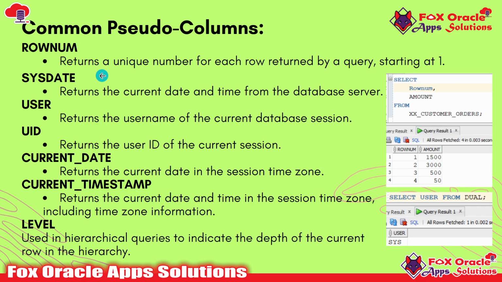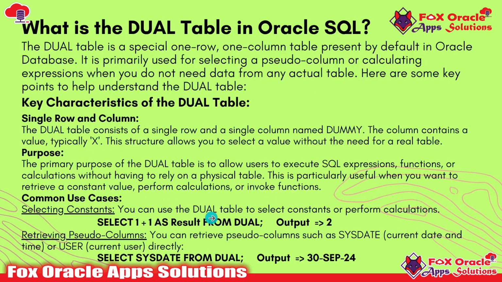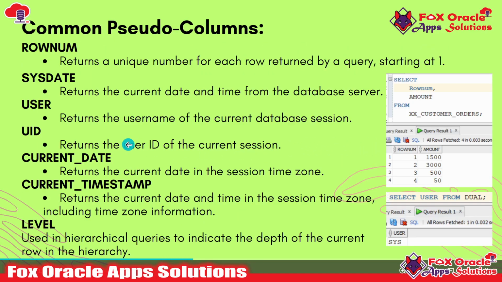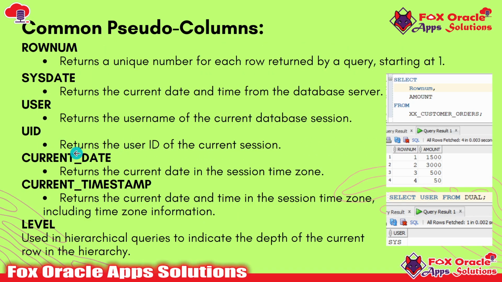ROWNUM will return you numeric values, a serial number. Sysdate is also a pseudo column that we discussed; it returns the current date available in the system. A few more columns we have already presented, like current date, and current timestamp if you want the current date and time in the system.